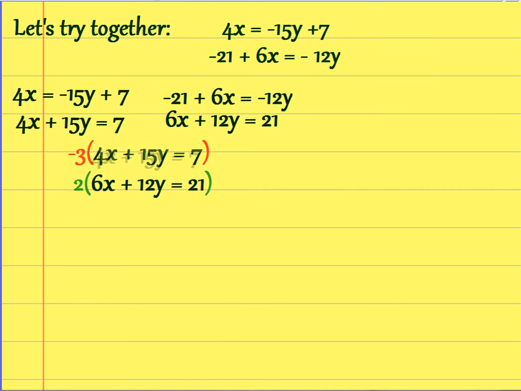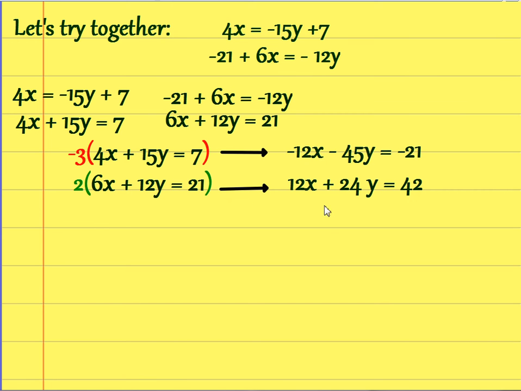I'm going to choose to have our x terms match this time. Since I need them to have different signs, I need one of them to be negative and one of them to be positive. So I'm going to multiply the first equation by negative 3, the second equation by positive 2, and that's going to give me matching x terms, one positive, one negative. Don't forget to multiply that value through the entire equation, especially the constants.